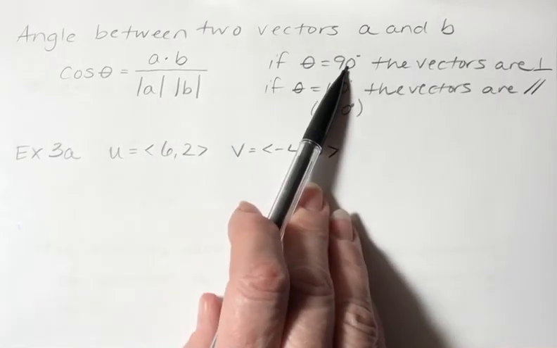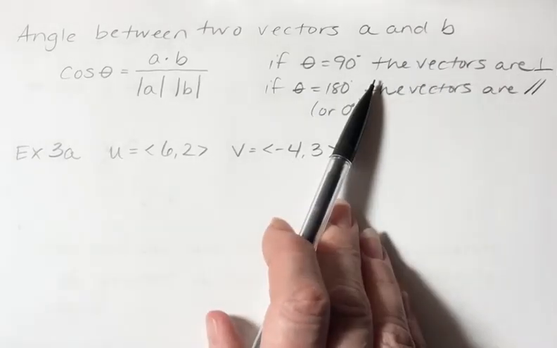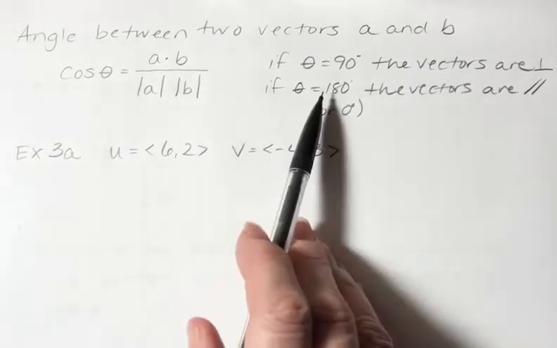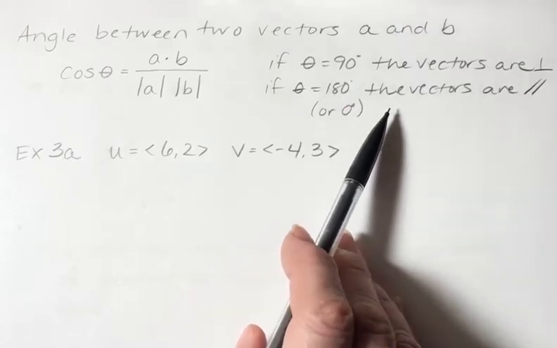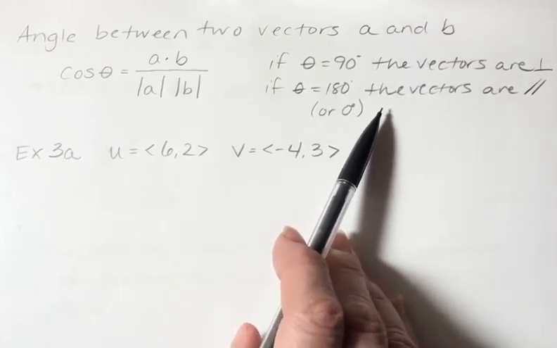If theta is 90 degrees, it means the vectors are perpendicular. If theta is 180 degrees or 0 degrees, the vectors are parallel. Okay?